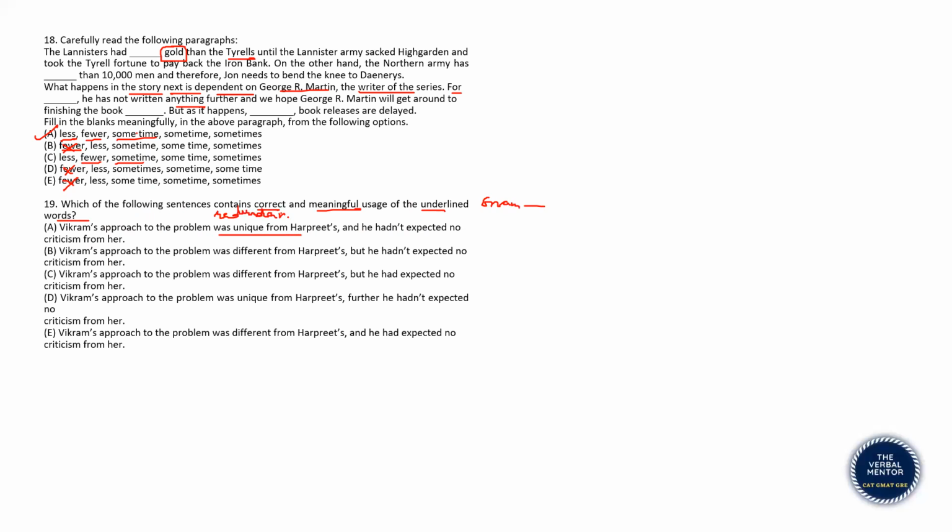Saying that someone's approach is unique automatically means that it is different from everybody else. So this part, "it is unique from Harpreet's," is a redundant construction. Option A wrong. Option D wrong for the same reason. So it was different from Harpreet's.